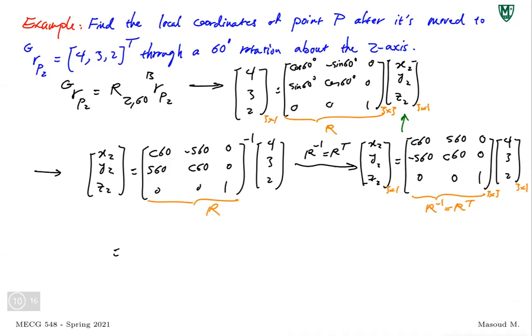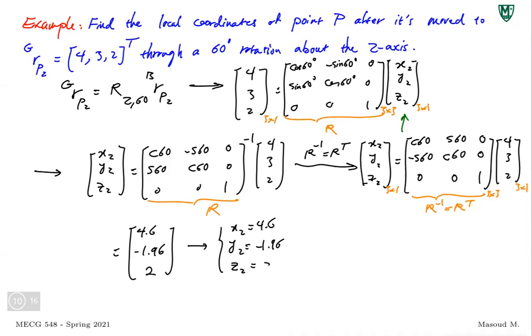you eventually get, I'll leave it to you. Again, if I keep writing numbers, which already probably have to sleep. 4.6, minus 1.96 and 2. So pretty much you get x2 as 4.6, y2 is 1.96, and z2, I am even getting confused with my z and my 2. This is 2. z2 is 2.